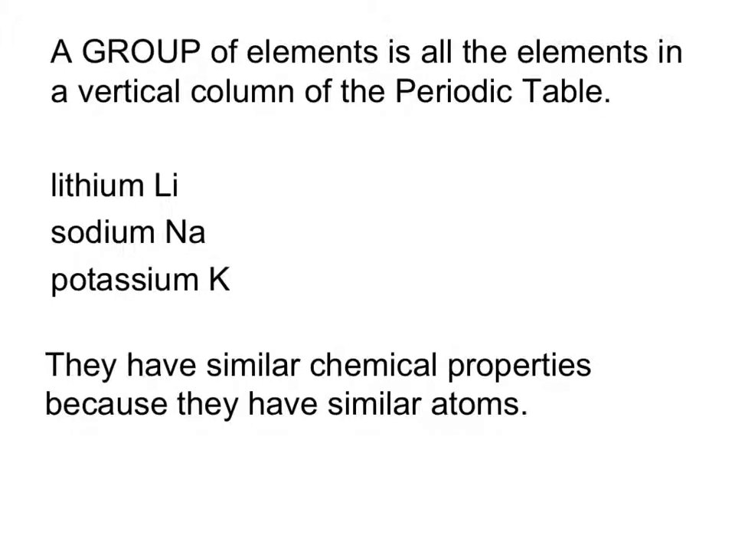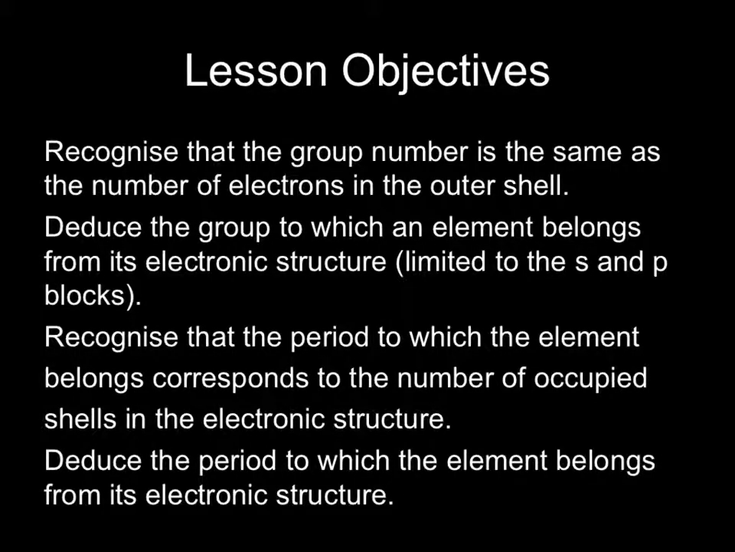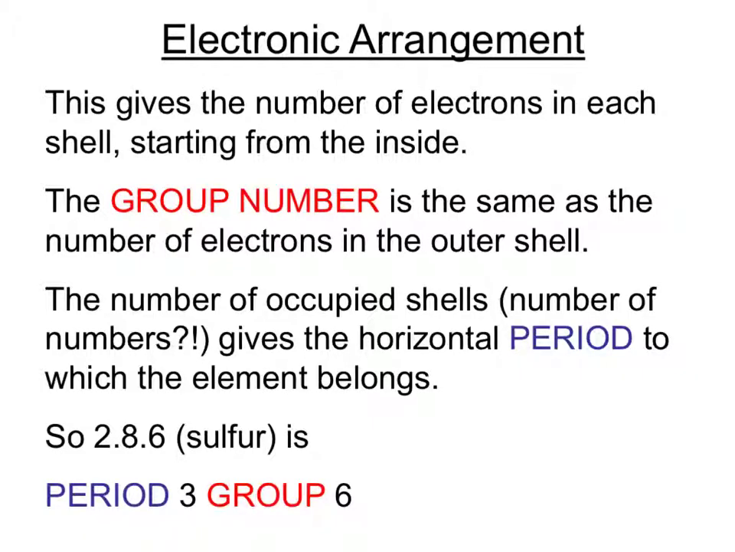You need to be able to use the electronic arrangement of an element to work out the group number to which it belongs and also the period number to which it belongs. And of course, the electronic arrangement or electronic structure gives the number of electrons in each shell starting from the inside. So the group number is the same as the number of electrons in the outer shell. In other words, the last of the numbers.